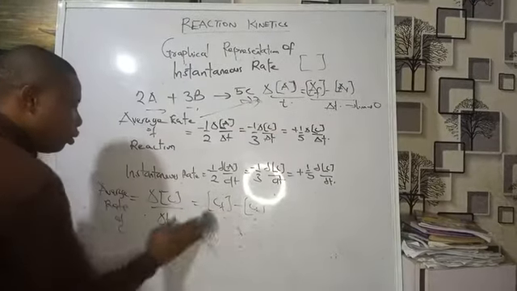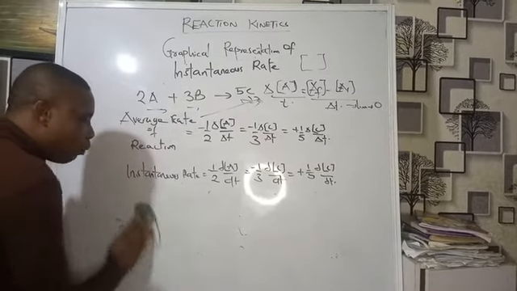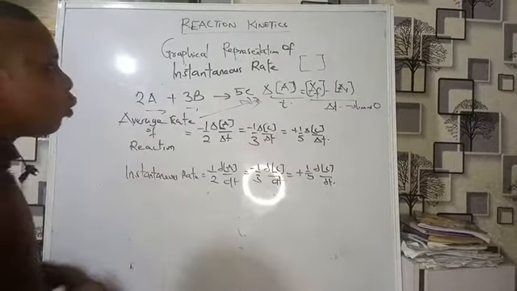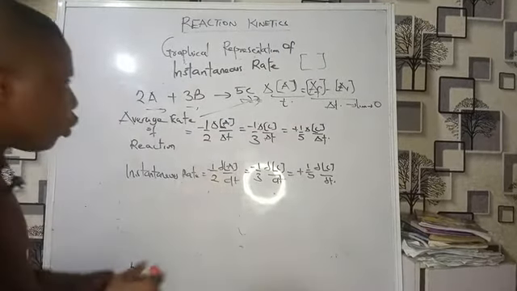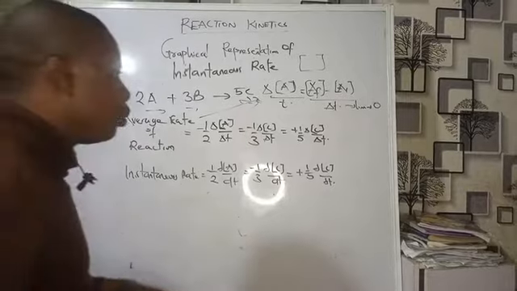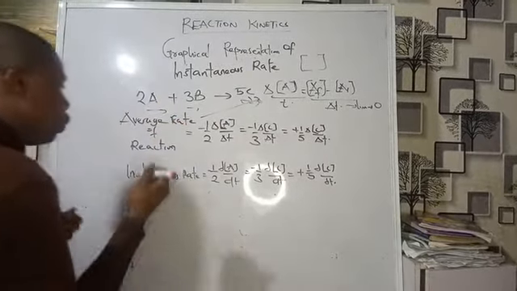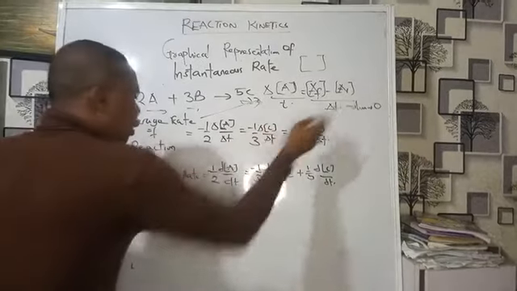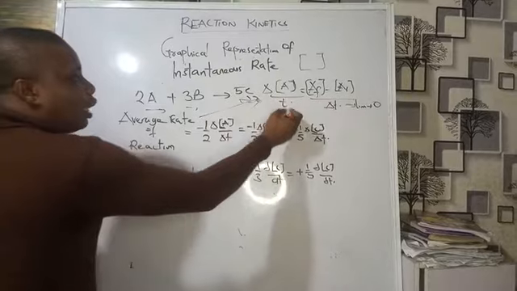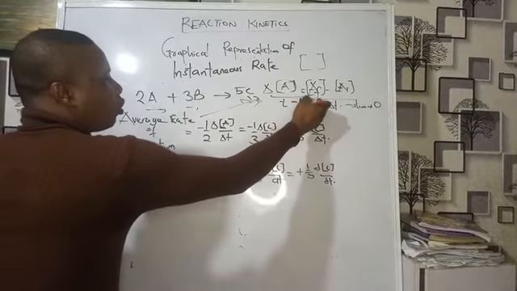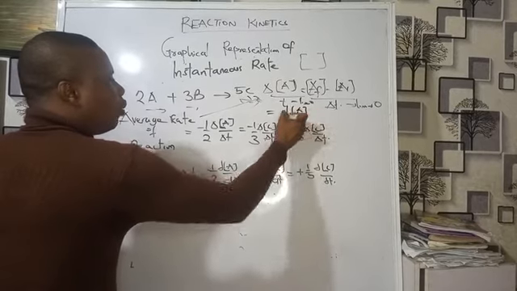Now, to get the instantaneous rate, you have to limit this to 0, because we are talking about an instant in time. So we have to limit the change in time to close to 0, not 0, I mean getting closer to 0, because we want to look at a tiny, particular time. So limiting this to 0, what do we get here? We have dA over what?